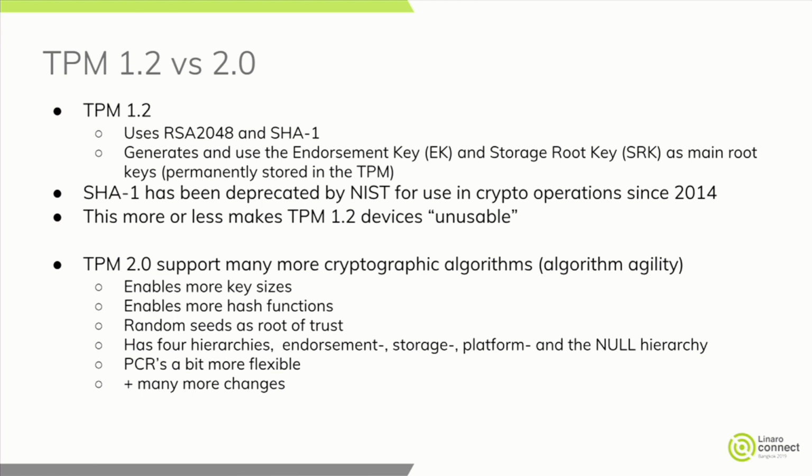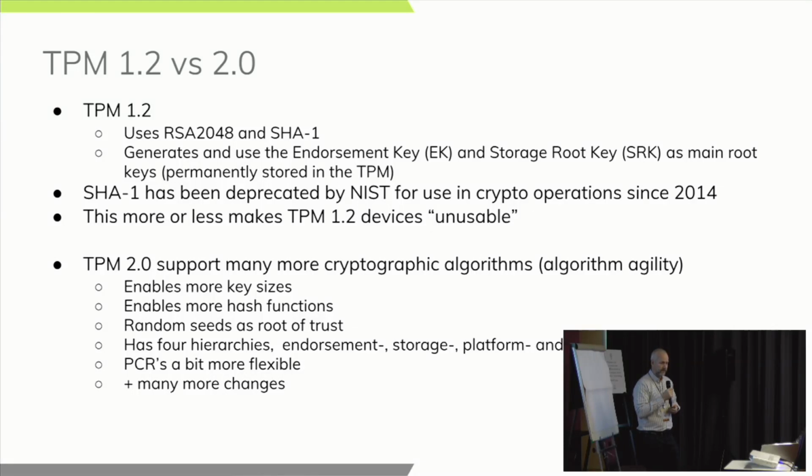A difference otherwise with key handling is that on a 1.2 you generate an endorsement key, storage root key and so on, while in TPM 2.0 you instead use a random seed and you have some templates where you can generate different keys and so on. So the root of trust is not really a key in TPM 2.0. The root of trust is a random seed. TPM 2.0 also enables many more alternatives when it comes to cryptographic operations. So you have SHA-256 and elliptic curves and so on also.